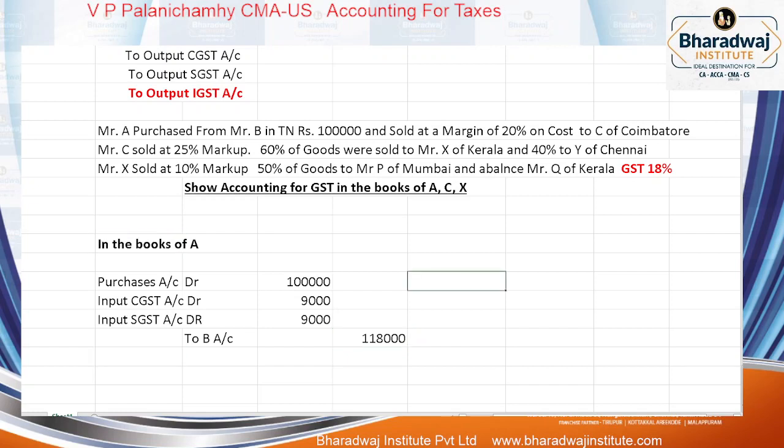This is for purchases. For the sale you will pass an entry. To whom is it sold? C account debtor, to sales account, to output CGST. This is within Tamil Nadu only.